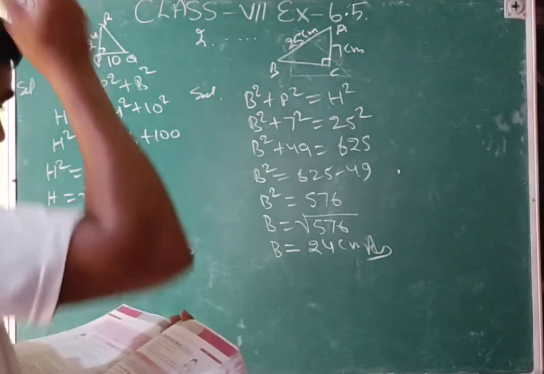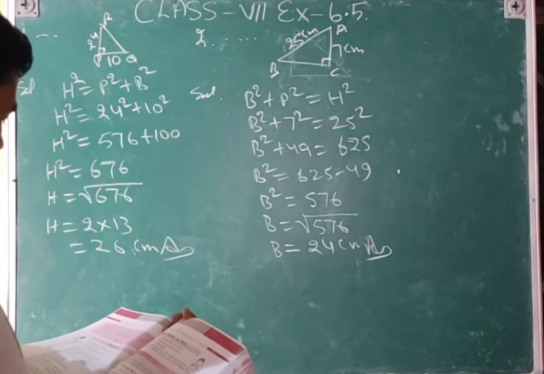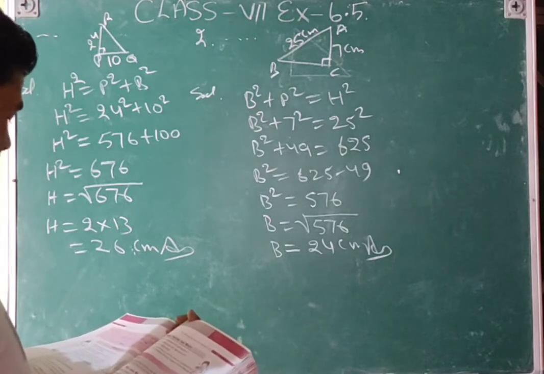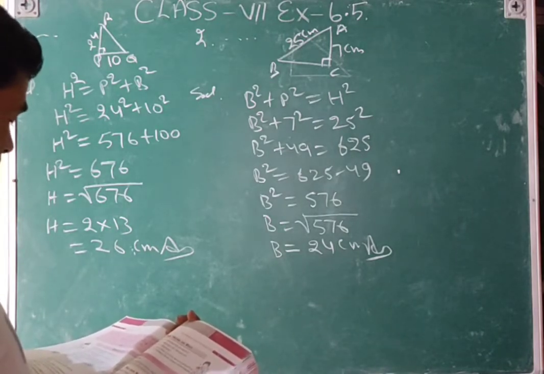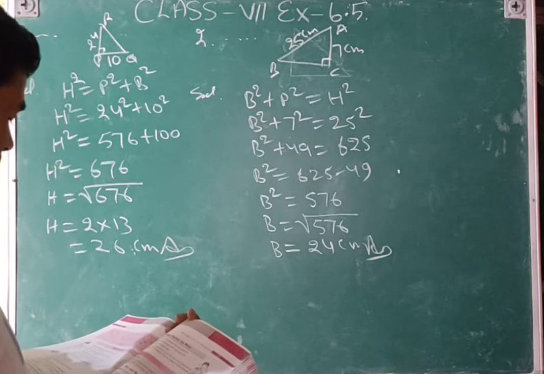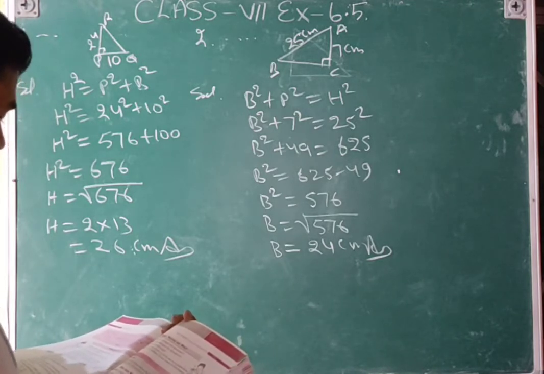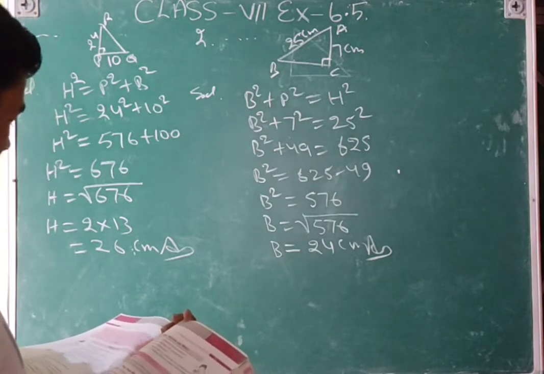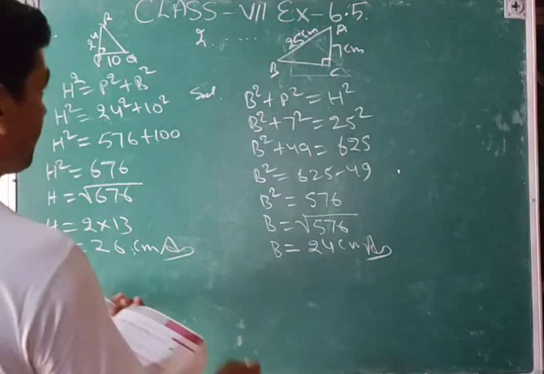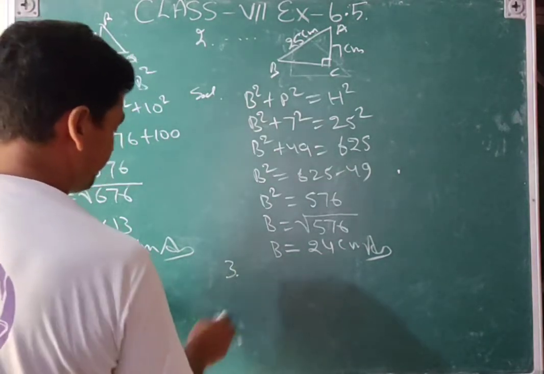Question number 3, diagram is given here. A 15-meter long ladder, that means the hypotenuse, reaches a window 12 meters high, that is the perpendicular. In the given diagram, find the distance A. So that is the third question.